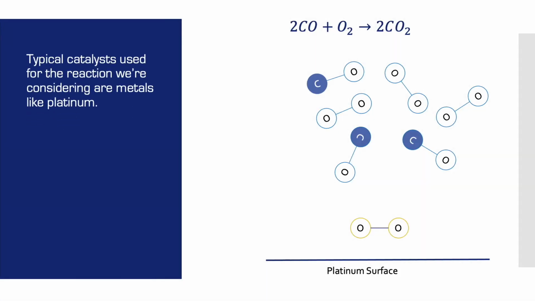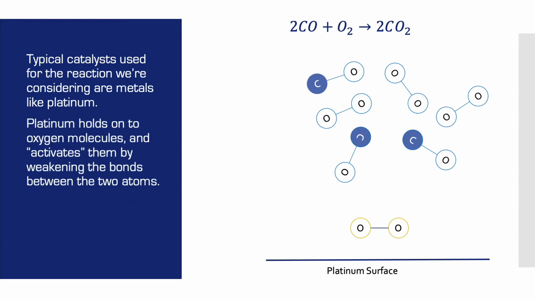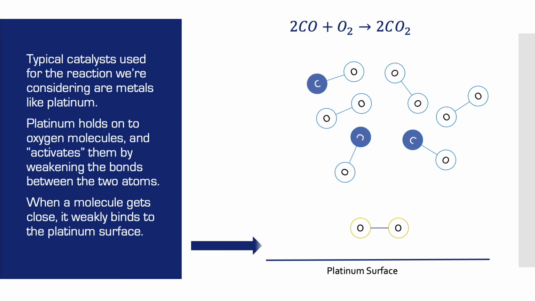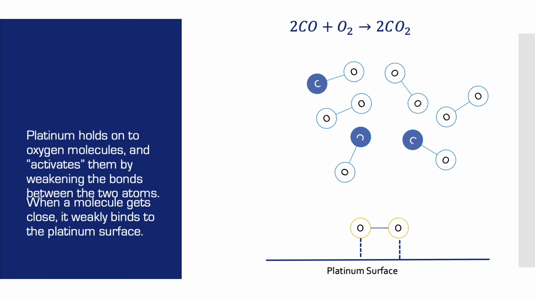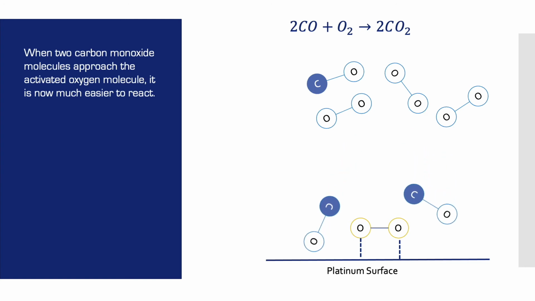Typical catalysts used for the reaction we are considering are metals like platinum. Platinum holds onto oxygen molecules and activates them by weakening the bonds between the two atoms. When a molecule gets close, it weakly binds to the platinum surface. When two carbon monoxide molecules approach the activated oxygen molecule, it is now much easier to react.